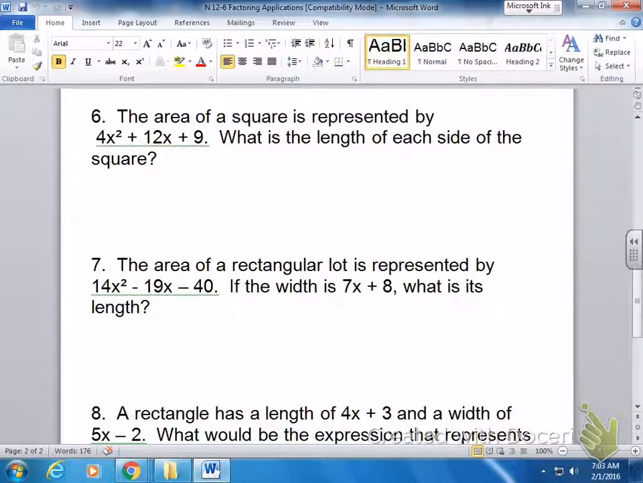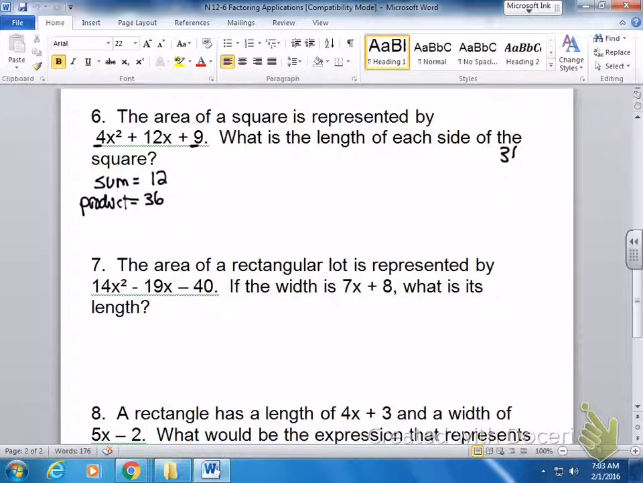This one says the area of a square is represented by 4x squared plus 12x plus 9. What's the length of each side of the square? Well, just like a rectangle, that's length times width. So we're going to break apart our trinomial to find its factors. I need the sum, which in this case is positive 12, the b value. The product, again, is a times c. In this case, 4 times 9 is 36. So I'm going to break apart my 36.